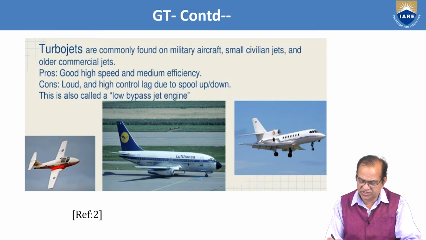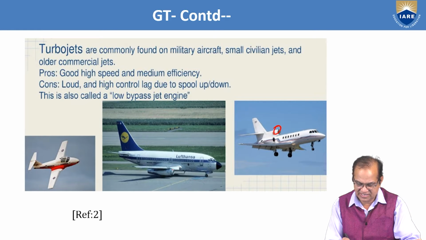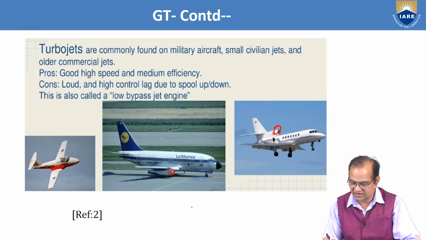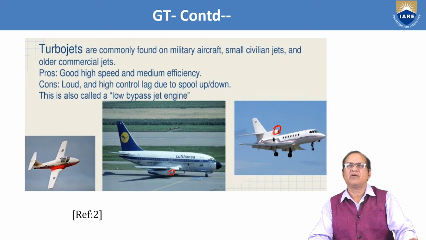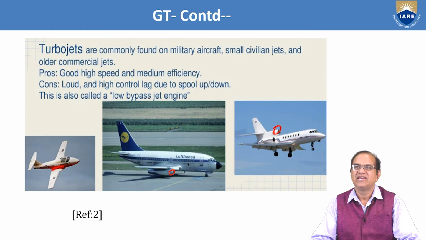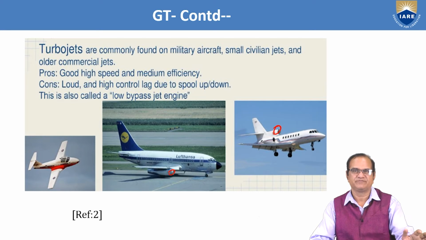Now I am going further to the gas turbine engine. Continuing, these are the aircraft where we normally use these gas turbine engines. Here, these are the aircraft which have gas turbine engines. Turbojets are commonly found on military aircraft, small civilian jets, and older commercial jets. Older, because nowadays we use the turbofan, not the turbojet.